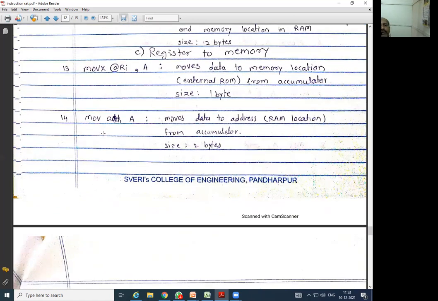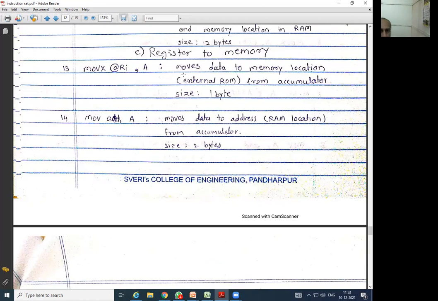The next subcategory is register to memory. So register to memory means right side ला registers असणार आहेत आणि left side ला memory असणार आहे. Register to memory, because we know that this particular data transfer is always from right to left. A मधून @Ri मध्ये. A काय आहे? रजिस्टर आहे आणि @Ri काय आहे इथं? @Ri म्हणजे मेमरी आहे, म्हणून register to memory is a subcategory over here.